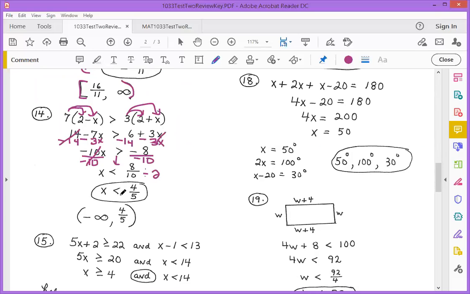So x less than 4/5. This time we're shading in the direction of negative infinity. So in interval notation, negative infinity, comma, 4/5, we should have parentheses around 4/5 because our symbol is less than.